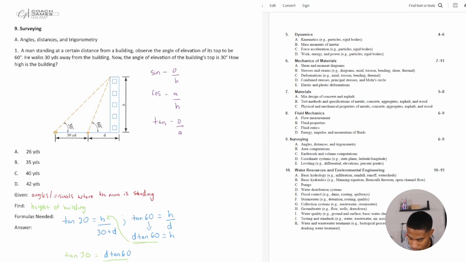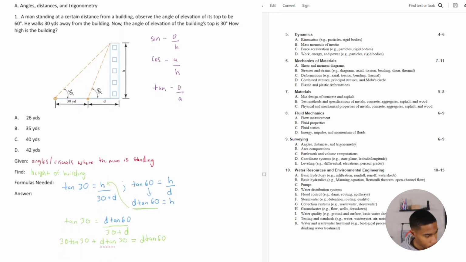Well, I'm going to move everything to the other side. So I'm going to multiply by 30 plus d, and I'm going to get 30 tan 30 plus d tan 30 is equal to d tan 60. All right, I don't know if you all can see that. There we go.